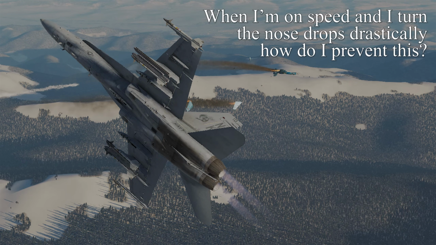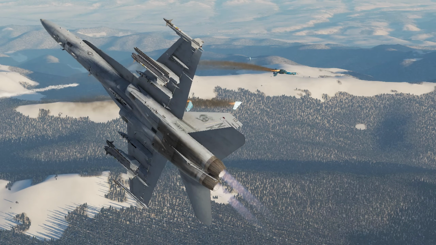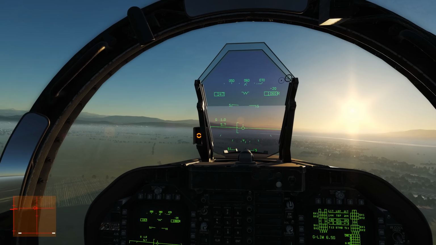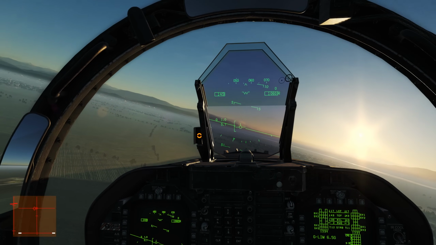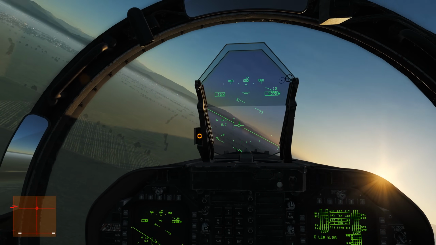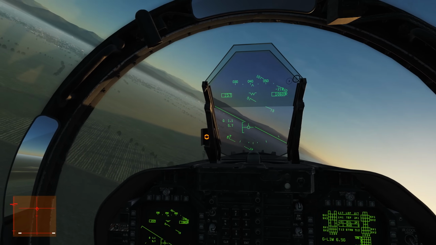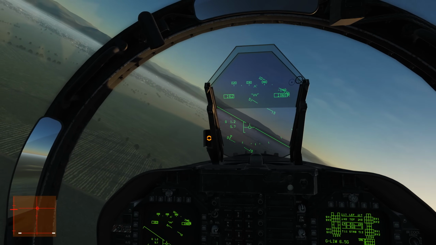When I'm on speed and I turn, the nose drops drastically. How do I prevent this? This one's pretty simple. Just prior to the turn, increase power slightly. Obviously, the amount of power depends on the angle of bank for the turn, but if you are rocking the throttle, adding more power when necessary shouldn't be a problem.